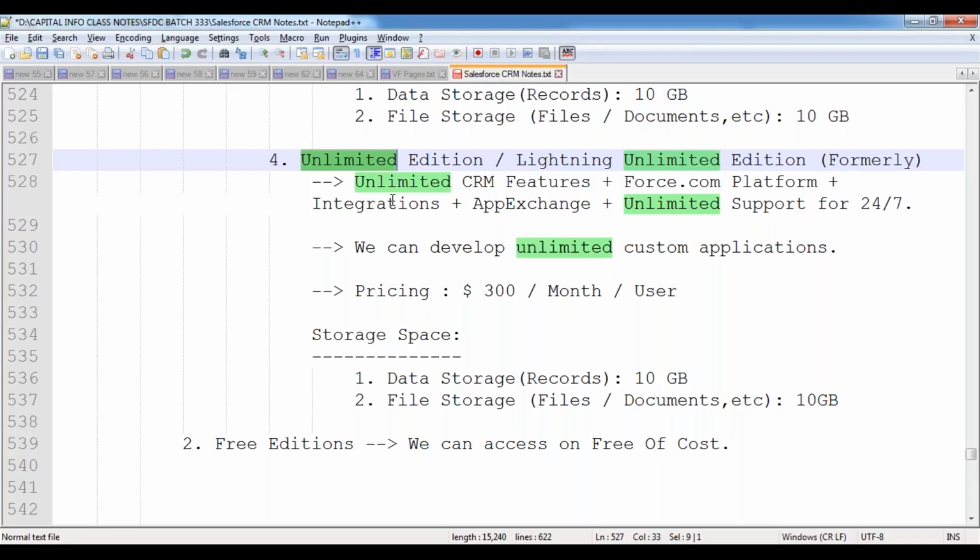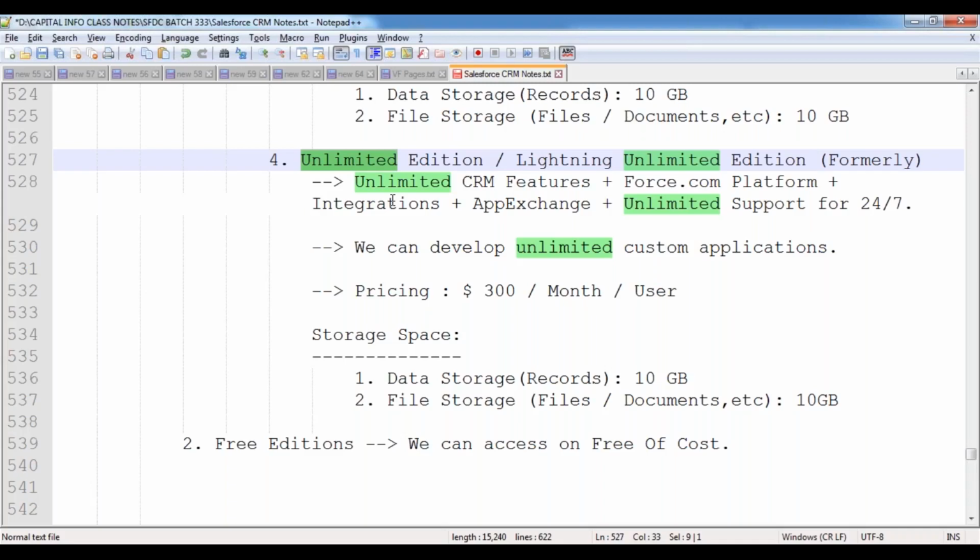So now, what kind of edition are you using for your project in your current company? You can say Unlimited edition. 99% of the organizations are using Unlimited edition because it provides unlimited support and you can develop an unlimited number of custom applications. So we can say confidently that for our current project, and for our previous projects also, we have used Unlimited edition of Salesforce.